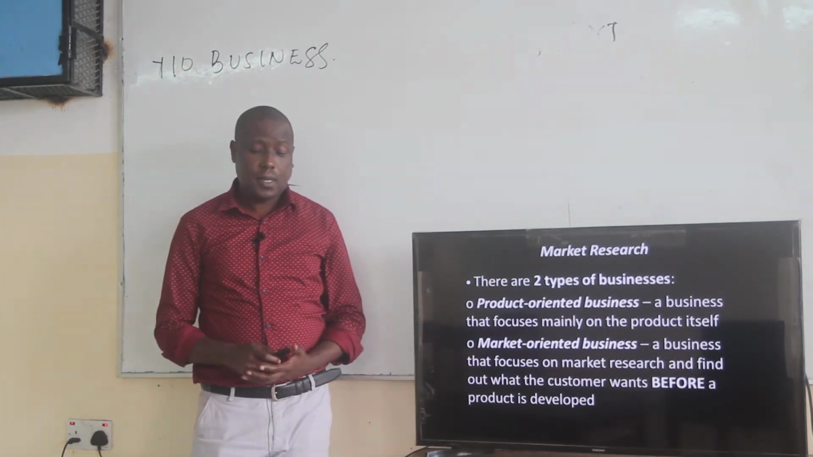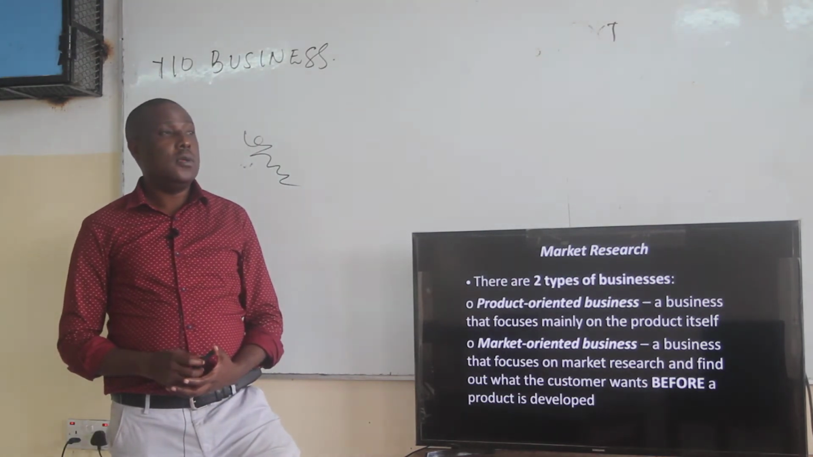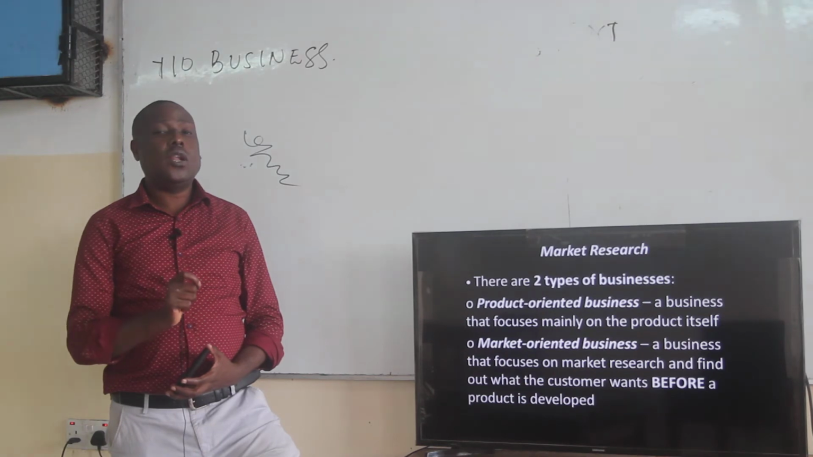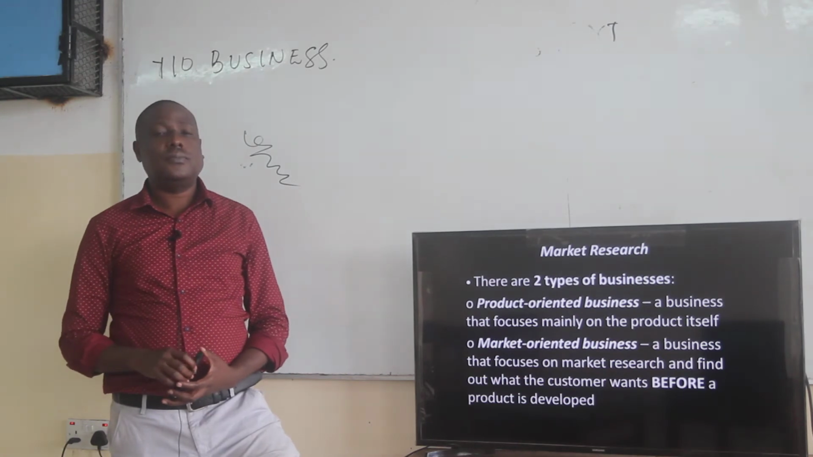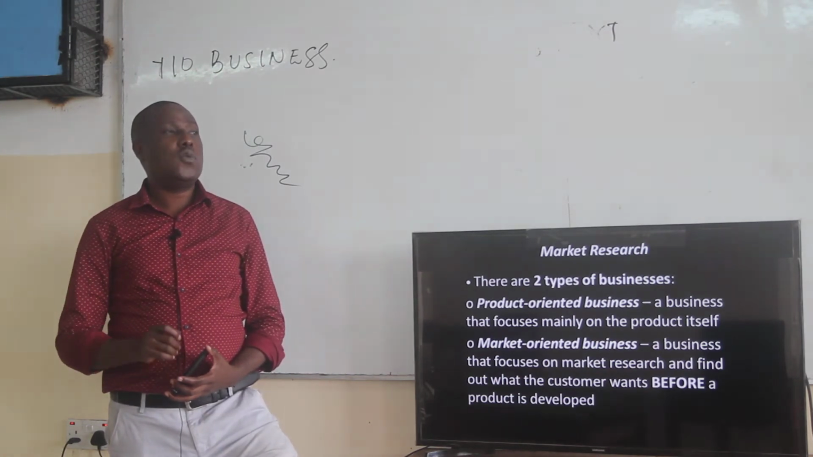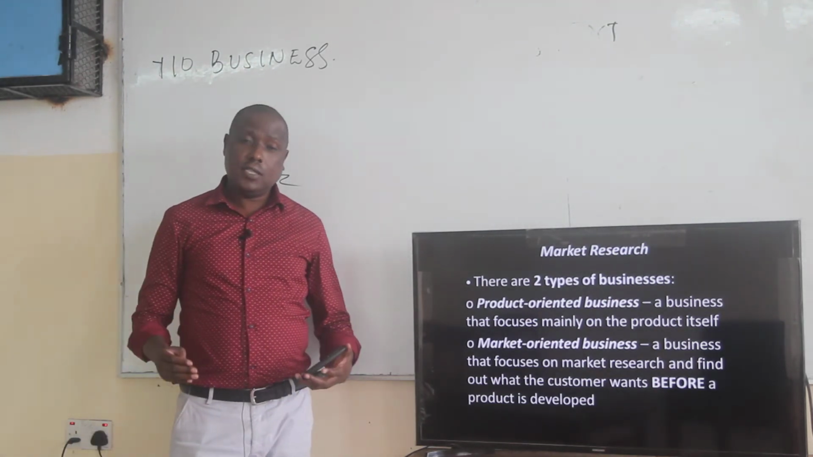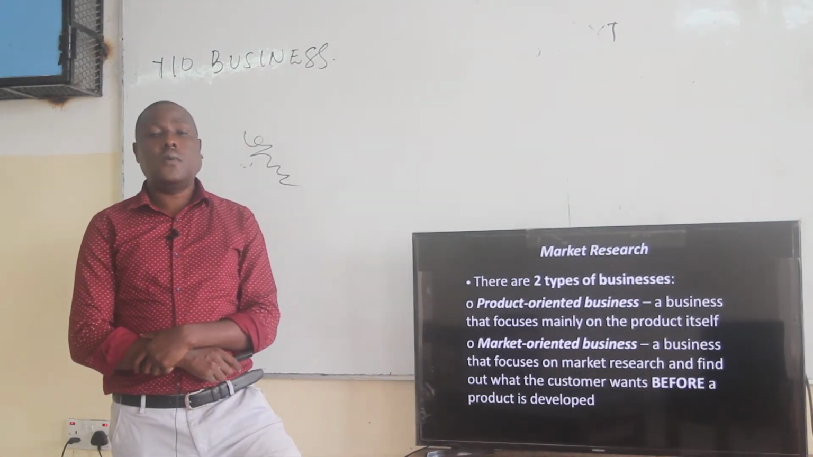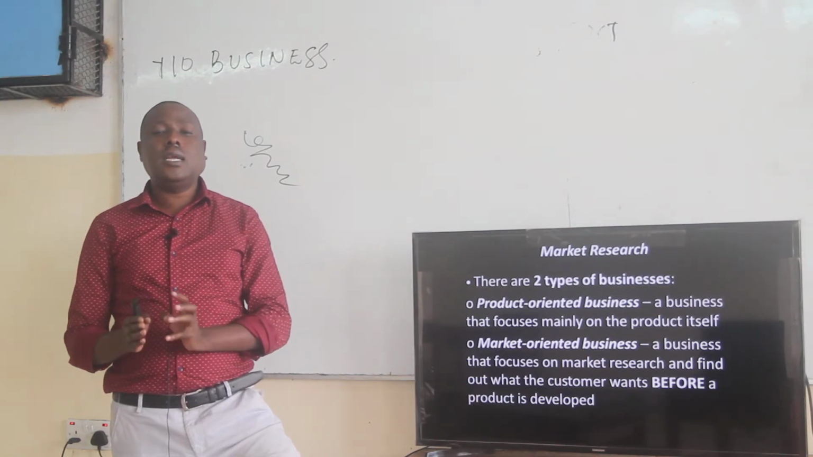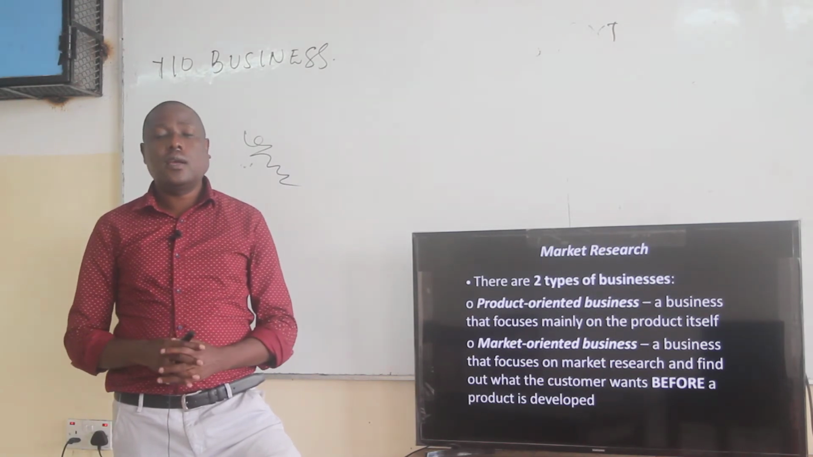For example, when Apple produces iPhone X, and they put a lot of emphasis on marketing that particular handset, they have looked at what the market needs, what the customers need. Then they have come up with features on that phone that are going to be appealing to the customers. They are doing what we call product-oriented business. They have come up with a product they believe is good for the market.